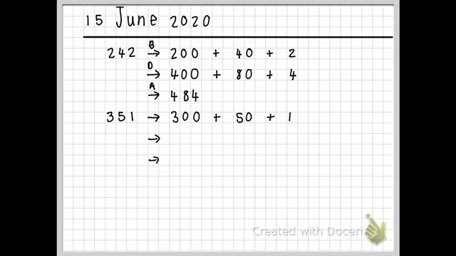Now to do another example, remember the first step is break up what you have. Right? Then double. Then get your answer. 600 plus 100 is 700 plus 2 is 702. So there's an example of how to do the breaking up method for doubling.